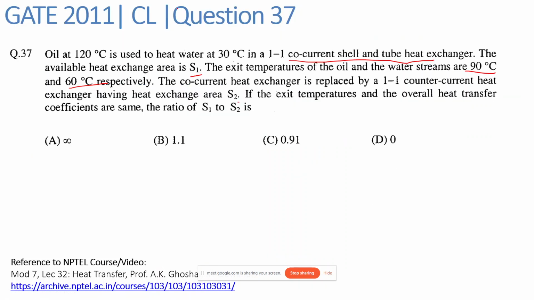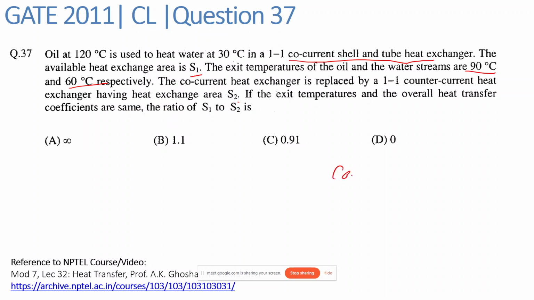So we are looking at question 37 of GATE 2011, and the question is: oil at 120 degrees Celsius is used to heat water at 30 degrees Celsius in a 1-1 co-current shell and tube heat exchanger. The available heat exchanger area is S1. The exit temperatures of oil and water streams are 90 degrees Celsius and 60 degrees Celsius respectively. The co-current heat exchanger is replaced by a 1-1 countercurrent heat exchanger having area S2. If the exit temperatures and the overall heat transfer coefficients remain the same, the ratio of S1 upon S2 is.